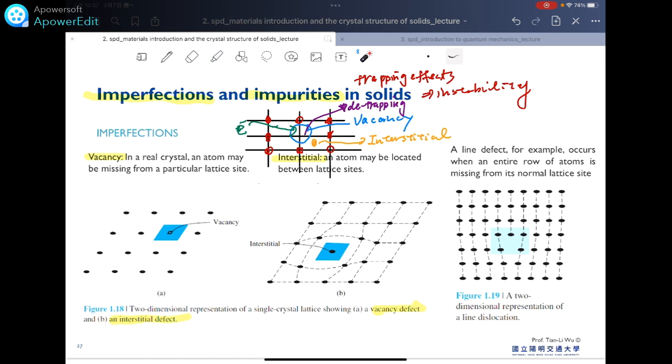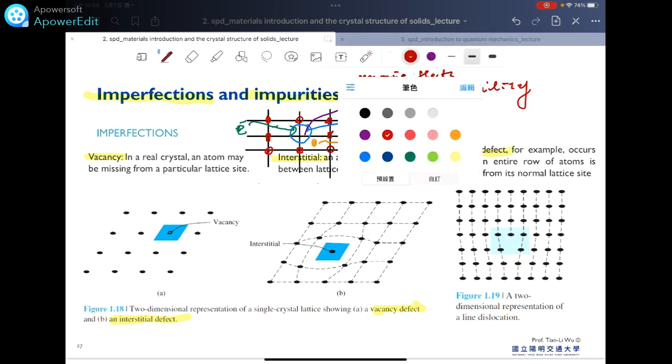Also, there's not only this kind of vacancy or interstitial defect. We also sometimes have the line defect, which means that the defect is not only one atom, the defect is along one line. So you can see that there's an entire row of atoms missing. So in the case here, there's an entire row missing. This is a general case that we also see in semiconductors very often.